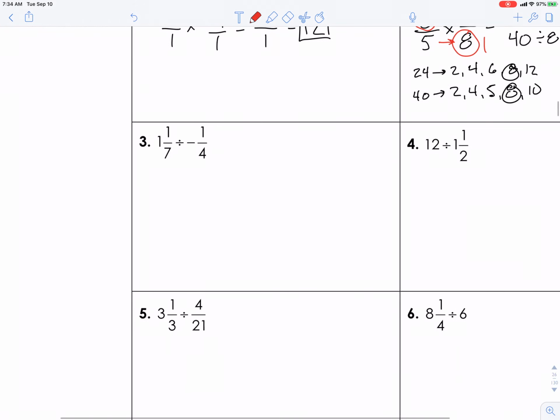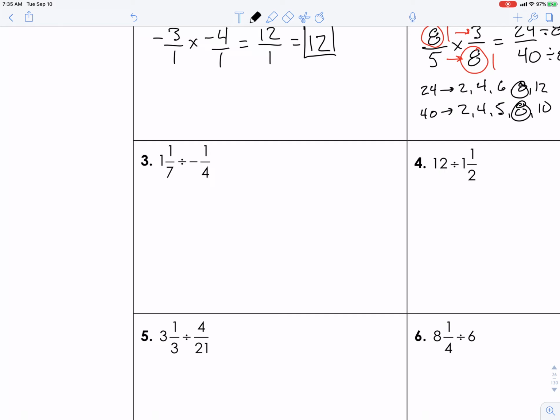Let's look at number 3. I've got a mixed number for my first fraction. So first thing I got to do is fix that. I got to multiply and add. 7 times 1 is 7, plus 1 is 8. So now I have 8 sevenths. I change that division to multiplication.